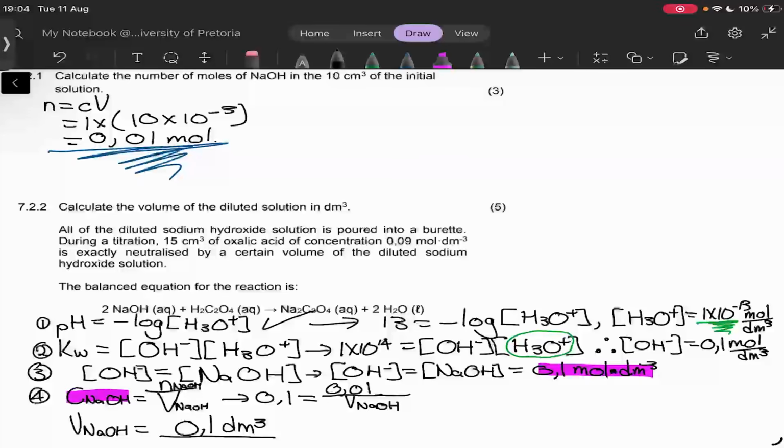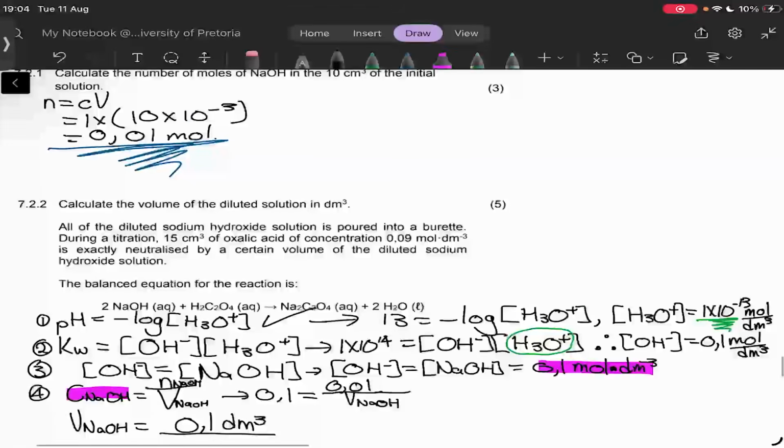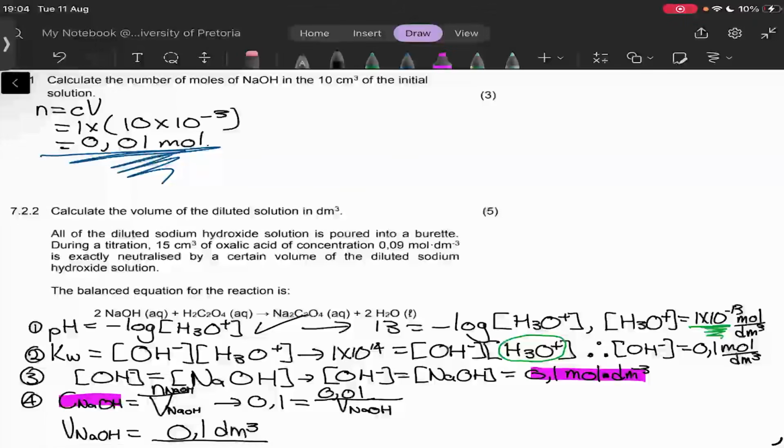Cool. So that's how we would do a question like this for 5 marks. It's a 4-step question, essentially. Number 1 is recall your formula. pH is equal to minus log concentration of H3O plus. From then we look at Kw. Kw is called the ionization constant of water, if I remember correctly. And that's just going to be 1 times 10 to the power of negative 14 is equal to your concentration of OH minus multiplied by your concentration of H3O plus.